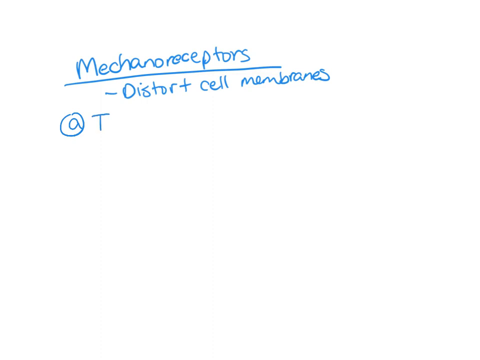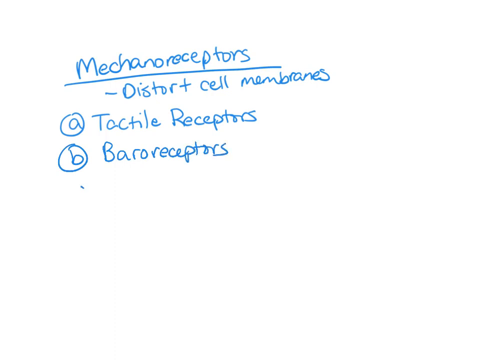The first class are tactile receptors. The second class are baroreceptors. And the third class are proprioceptors. So we're going to take a look at each one of these, and then we're going to move on to chemoreceptors. Let's start with tactile receptors.